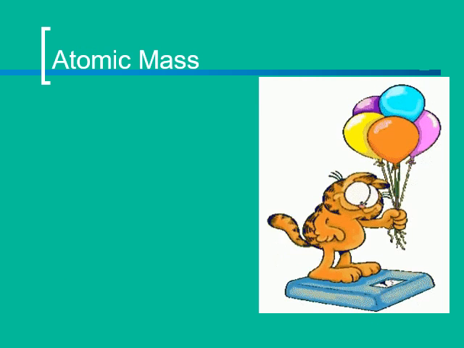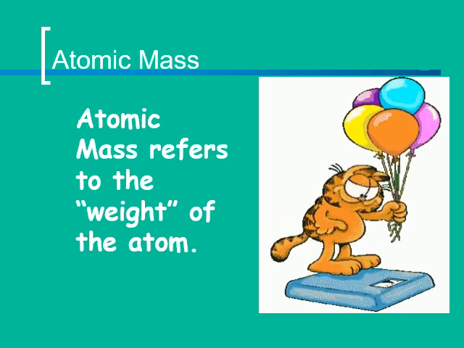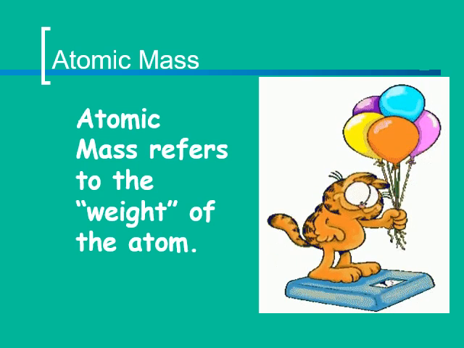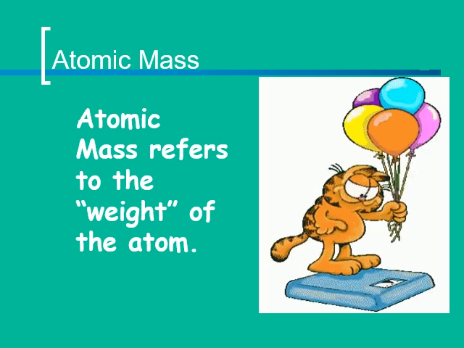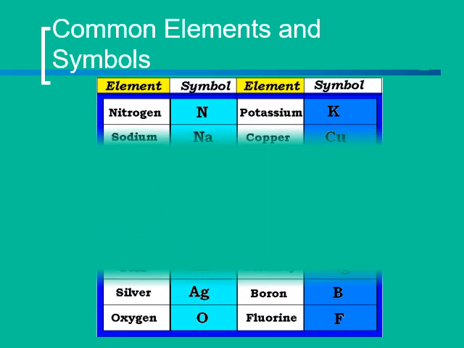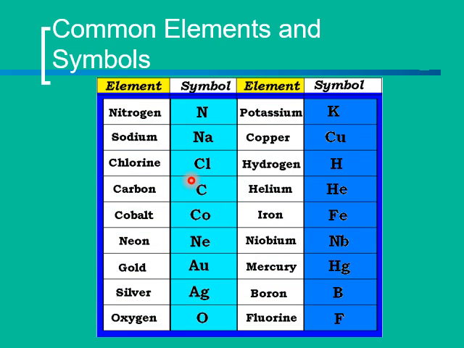And of course, the atomic mass tells us the weight of the atom, okay? It tells us the weight of the atom. So here you have a list of common elements and their symbols.